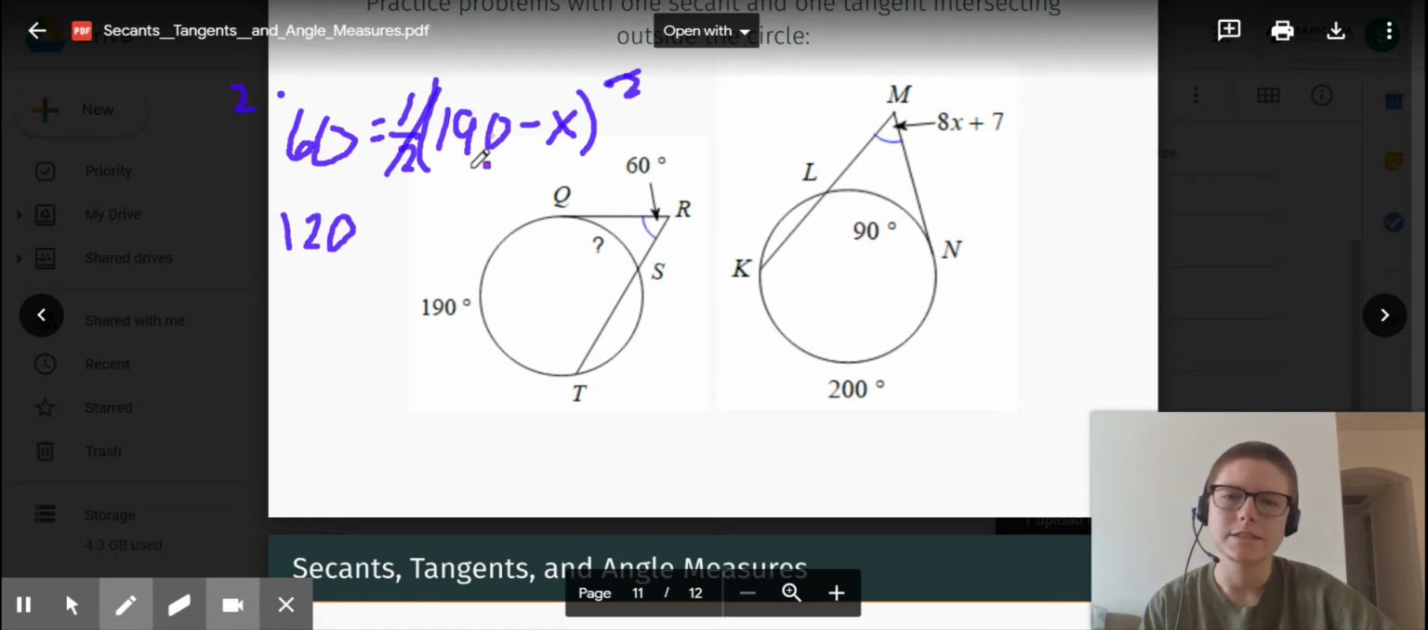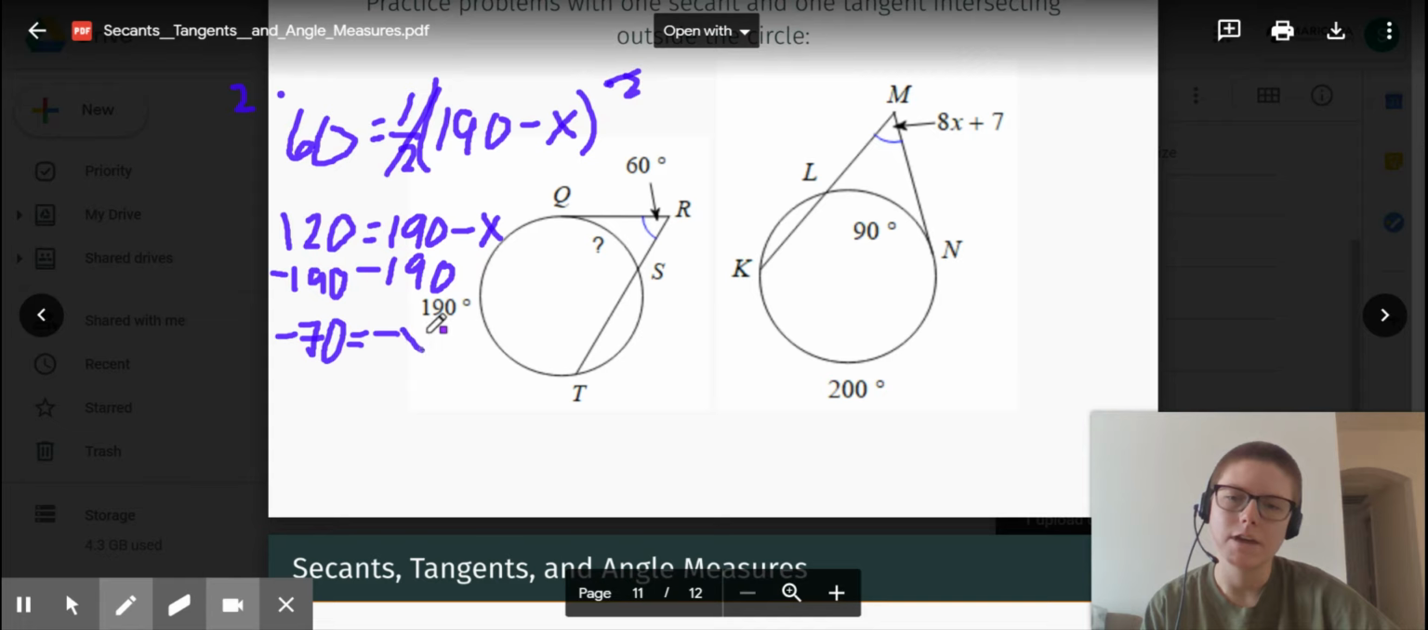The 2 cancels that out, equals 190 minus x. Subtract 190 to get x on its own over here. All right, negative 70 equals negative x. Since they're both negative, we just cancel it out. Leaves us with 70 degrees right here.